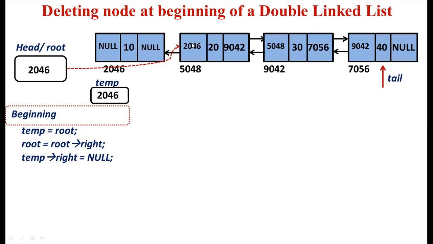Now this connection also needs to be null. So now we have to disconnect this link. So how to disconnect this link? Now my root is pointing to this node. So root to left, I need to place a null. So my root to left value is null. So this connection is also lost.